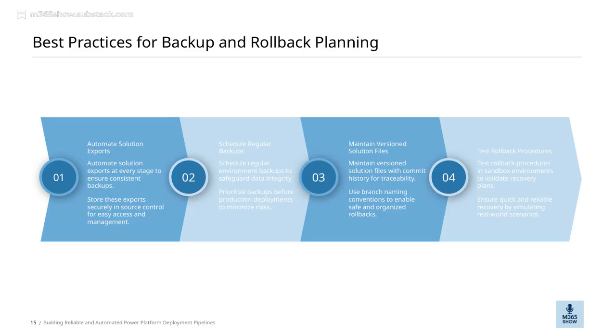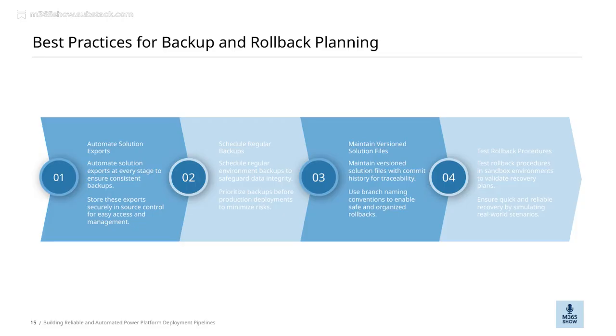Let's now talk about some best practices for backup and rollback planning, especially as it relates to building reliable and automated Power Platform deployment pipelines. First and foremost, automating solution exports at every stage of your development process is crucial. This ensures that you have consistent backups you can rely on if something goes wrong. It's also important to store these exports securely in source control. This way, they are easily accessible, well-managed, and protected from accidental loss.